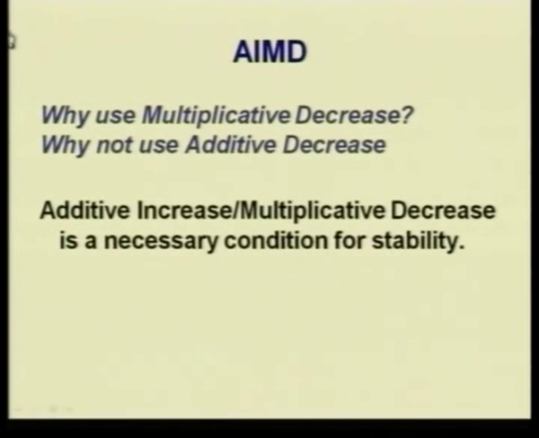Now the question is, why should I use this multiplicative decrease? Why not use additive decrease? Additive increase and multiplicative decrease are both a necessary condition for stability, so that is what I have indicated here as an important point to remember. So why do we use multiplicative decrease and not additive decrease? The reason is, from 8 why should I bring it to 4 and not just bring it to 7 or 6? We are decreasing a lot so that we first make sure that you are not unnecessarily sending more and more data into the network.